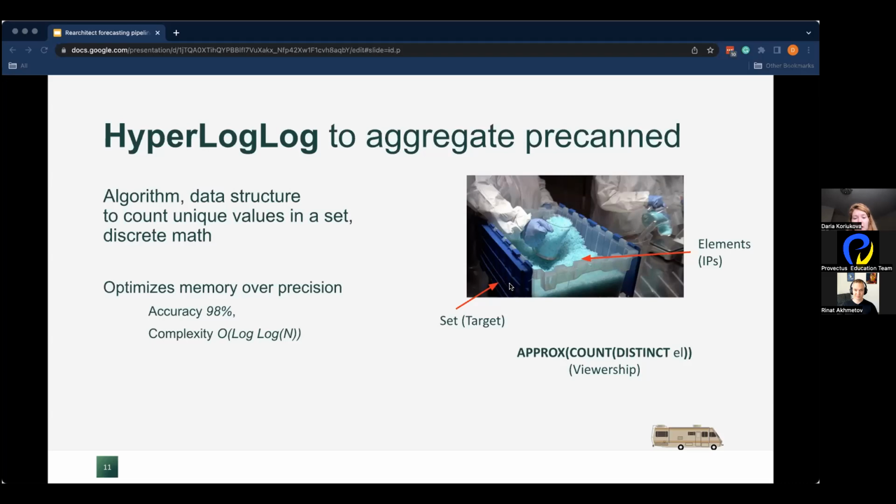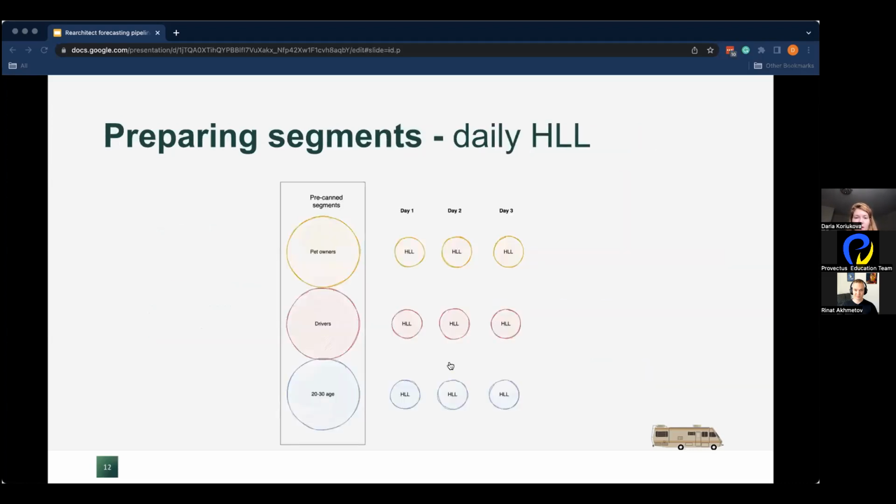Since our main aggregation task was to count unique viewers of our content historically, we decided that HyperLogLog indeed can be used for this metric. And it also works very fast for large gigabyte data sets. It works in a few seconds. So that was the first step in our architecture that we completely changed.